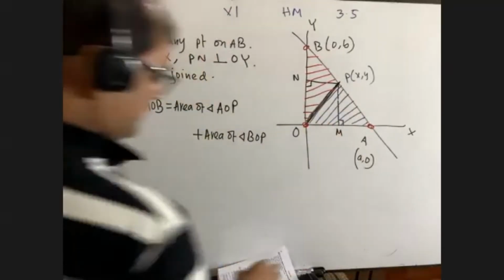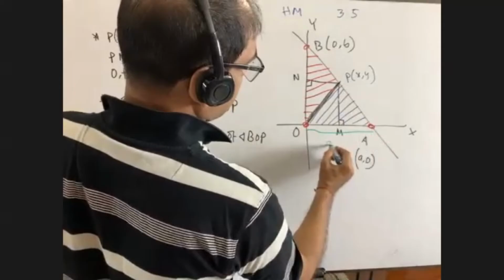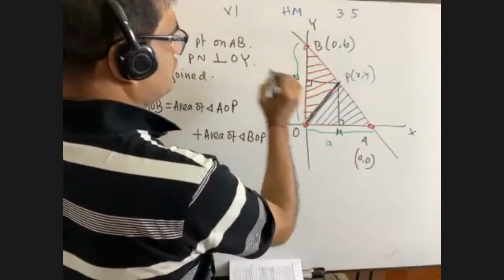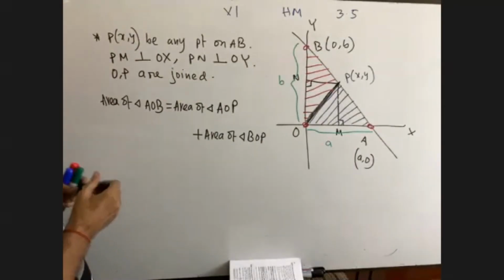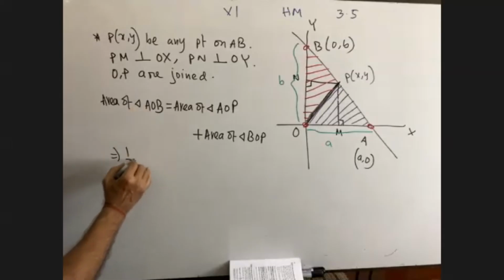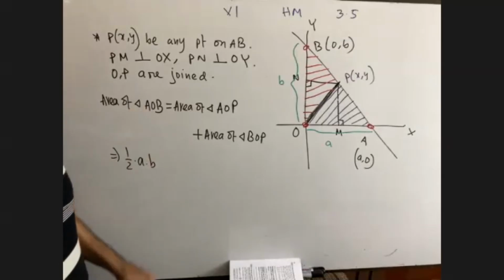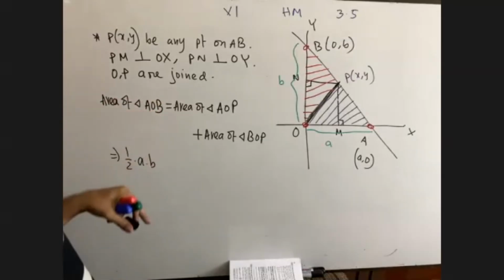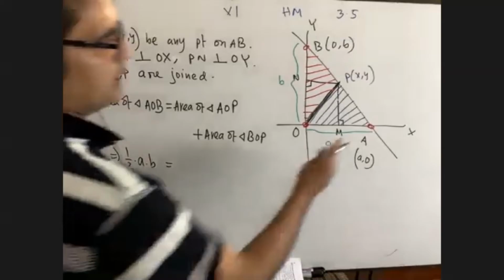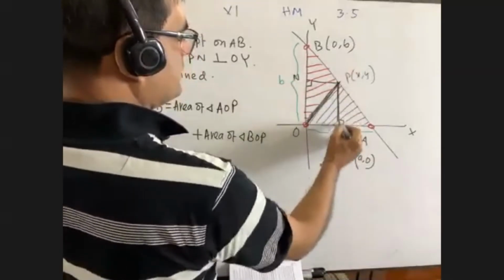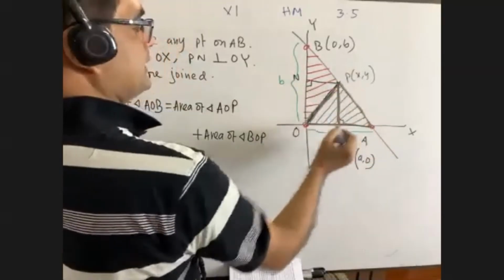Write down the step: P(x, y) is any point on AB. Now let's draw perpendiculars. Suppose it is this type. Okay, it is PM, it is PN. That means we can write down here PM perpendicular to OX and PN perpendicular to OY. Now let's join O and P. O and P are joined.